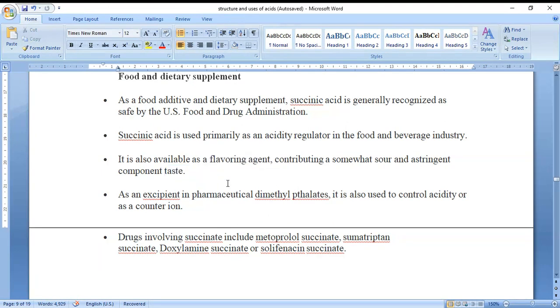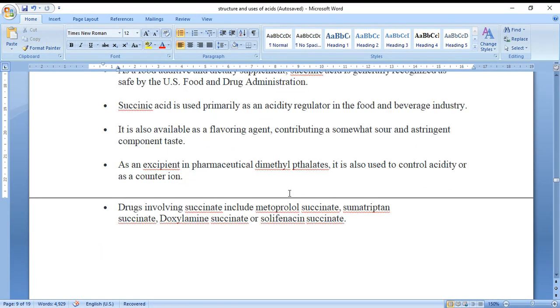It is also used as an excipient in pharmaceutical formulations, where it is used to control acidity as well as a counteragent. And drugs involving succinate include metoprolol succinate because of this.